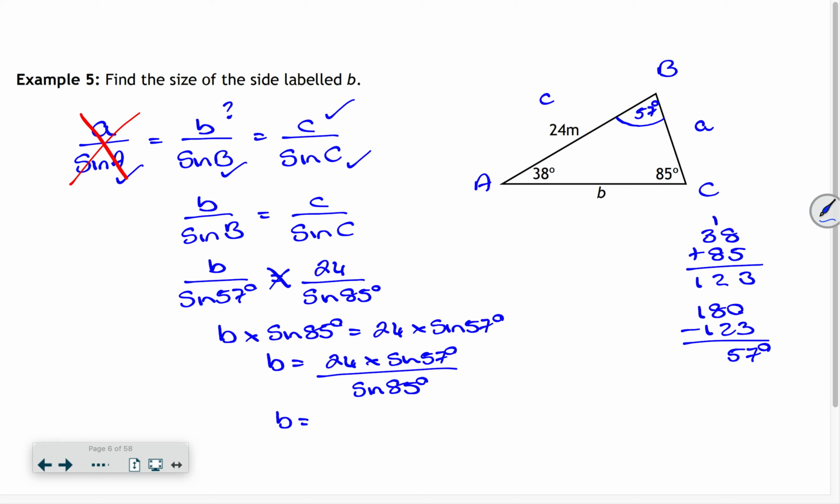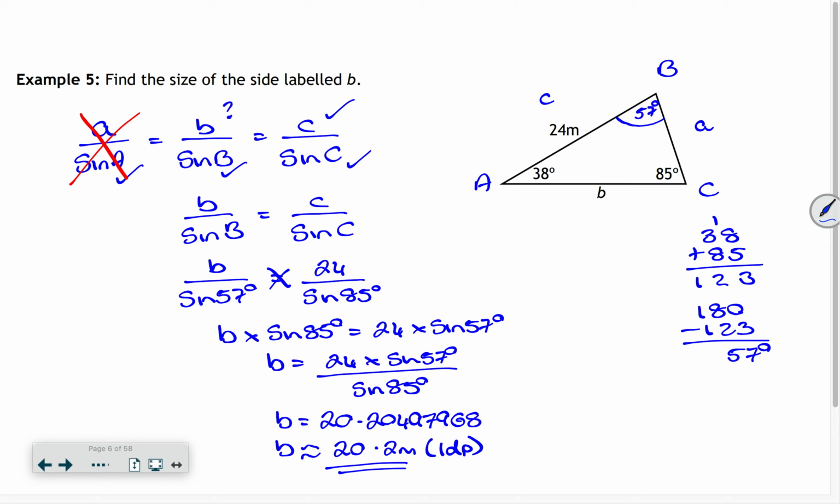So then let's just go ahead and work that out. Remember, make sure your calculator is in degrees mode. So 24 multiplied by sine 57. Always make sure you press equals and then divide by your denominator. So divide by sine 85. So that gives me 20.20497968. So therefore B is going to be approximately equal to 20.2 meters. And that's just to one decimal place there.